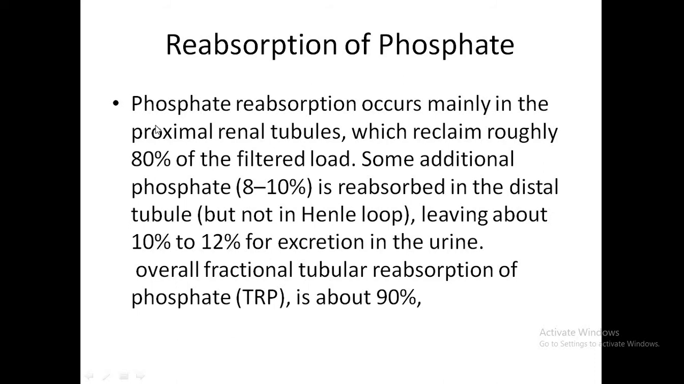And what happens to phosphate? Phosphate reabsorption mainly occurs in the proximal renal tubules. So 80% is reabsorbed there. Some additional phosphate is reabsorbed in the distal tubule, 8 to 10%, but not in the loop of Henle as compared with calcium. So 10 to 12% is excreted in the urine. Overall fractional tubular reabsorption of phosphate is 80 plus 10, so around 90%.